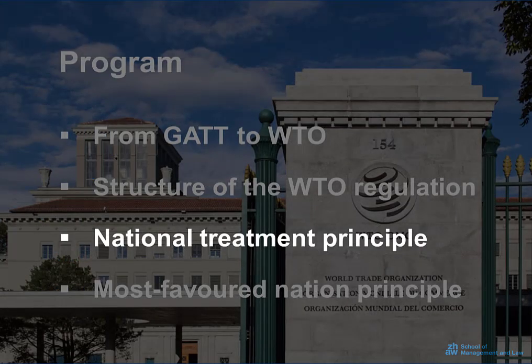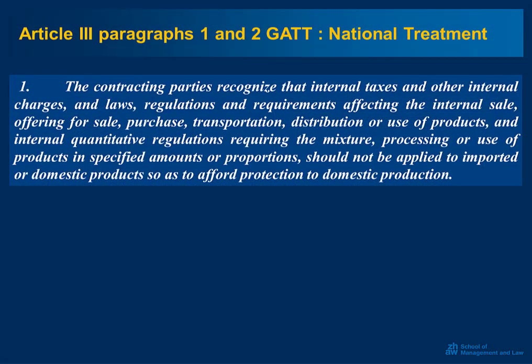How is it regulated? According to Article 3, the contracting parties recognize that internal taxes and other internal charges and laws, regulations and requirements affecting the internal sale, offering for sale, purchase, transportation, distribution or use of products, and internal quantitative regulations requiring the mixture, processing or use of products in specified amounts or proportions, should not be applied to imported or domestic products so as to afford protection to domestic production. Sounds fairly complicated, doesn't it?